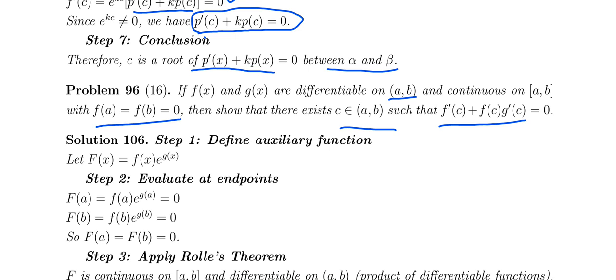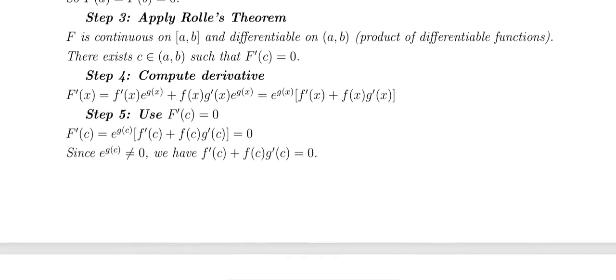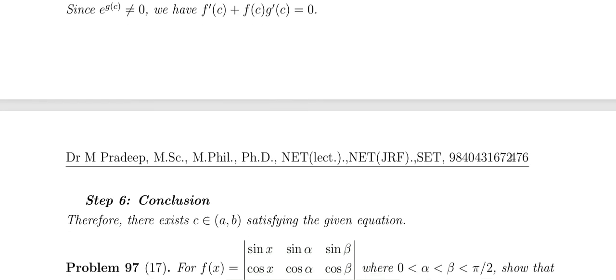This also, similarly, assume an auxiliary function: f of x into e power g of x. When you see this structure, it should immediately strike you, like the previous problem. We can prove that the root lies between a comma b.